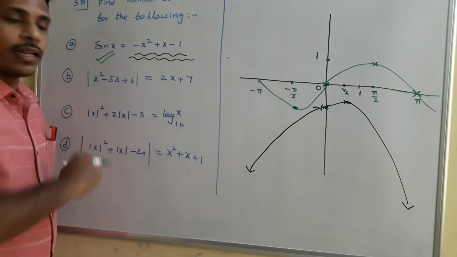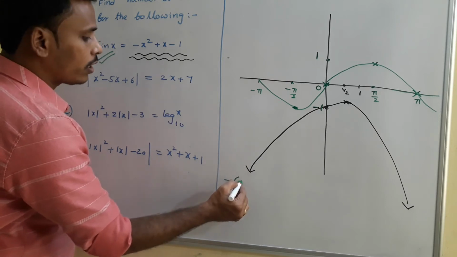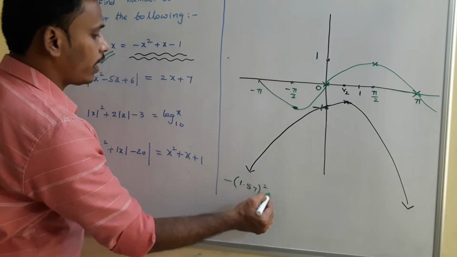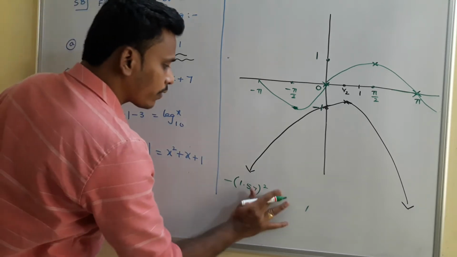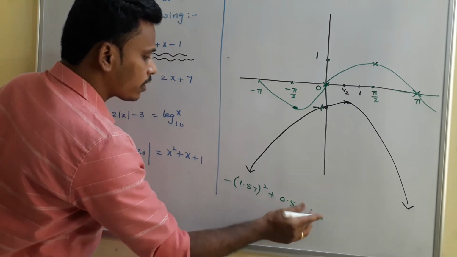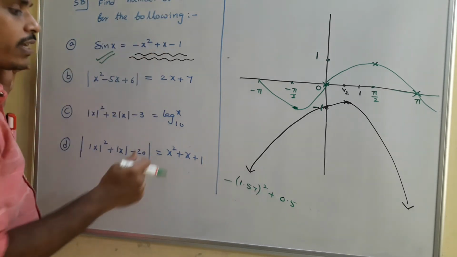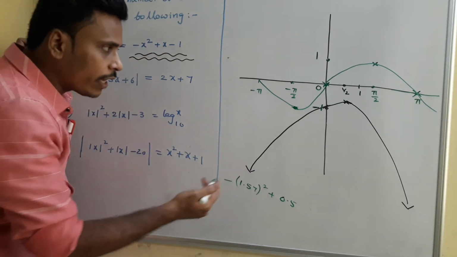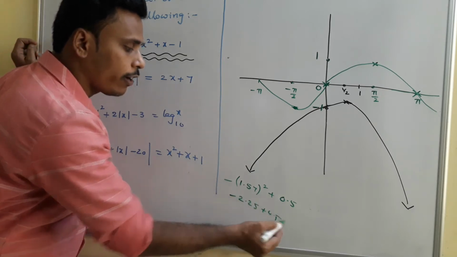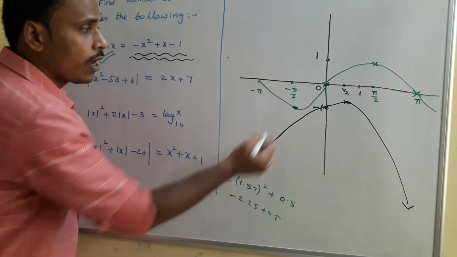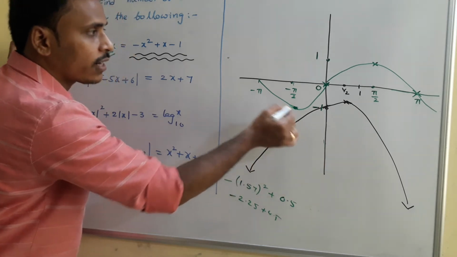When you replace x with minus pi by 2, what will happen? Minus of pi by 2 squared, where pi by 2 is approximately 1.57, plus 1.57 minus 1. When you simplify, 1.57 minus 1 is 0.57. So minus 1.57 squared is approximately minus 2.25, plus 0.57. That is not minus 1, and at minus pi by 2 the graph value is nearer to minus 2. So surely these two never intersect here.